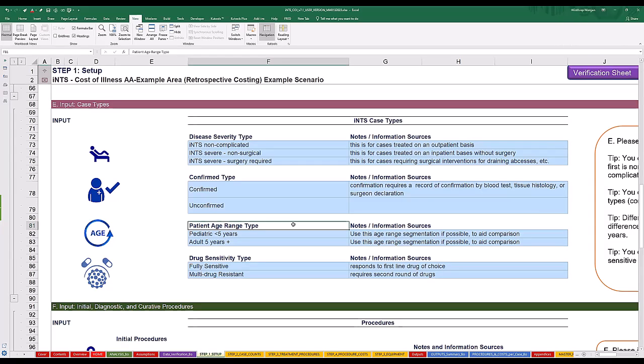Okay, but I'm just wondering, in practice, can we say it's INTS, invasive non-typhoidal salmonella, when there is no confirmation, such as a blood test? Because as far as I understand, there should be some kind of confirmation for the serotypes, that it's non-typhoidal salmonella rather than typhoidal salmonella.